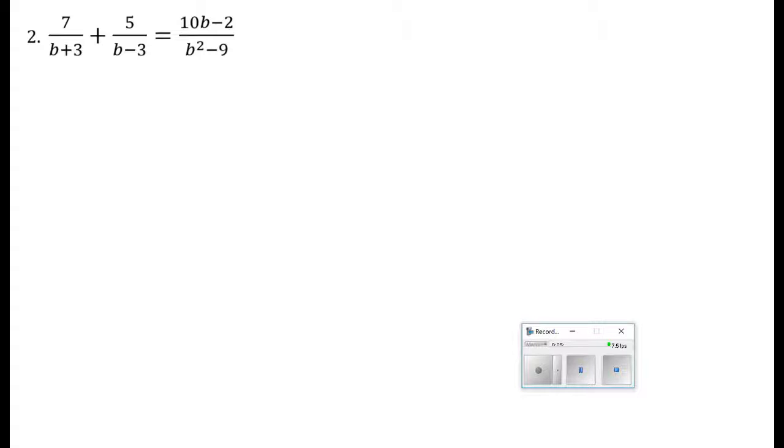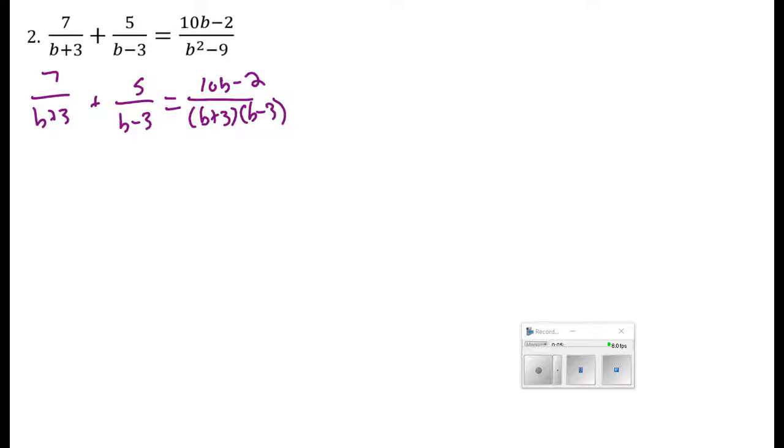Number 2, 7 divided by b plus 3 plus 5 divided by b minus 3 equals 10b minus 2 over b squared minus 9. So the first thing I saw was that b squared minus 9 is the difference of perfect squares, so I'm going to factor that, because I'm going to need a common denominator to solve this rational equation. And luckily, the common denominator is b plus 3 times b minus 3. So this rational expression doesn't need anything. This rational expression needs a factor of b plus 3, and this first rational expression needs a factor of b minus 3.